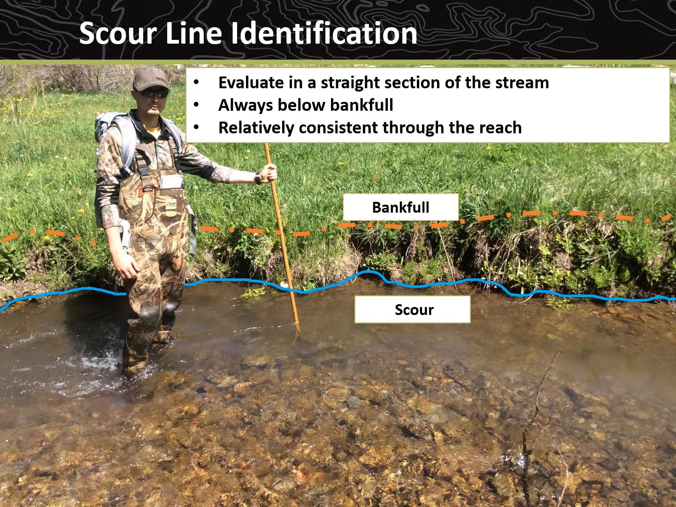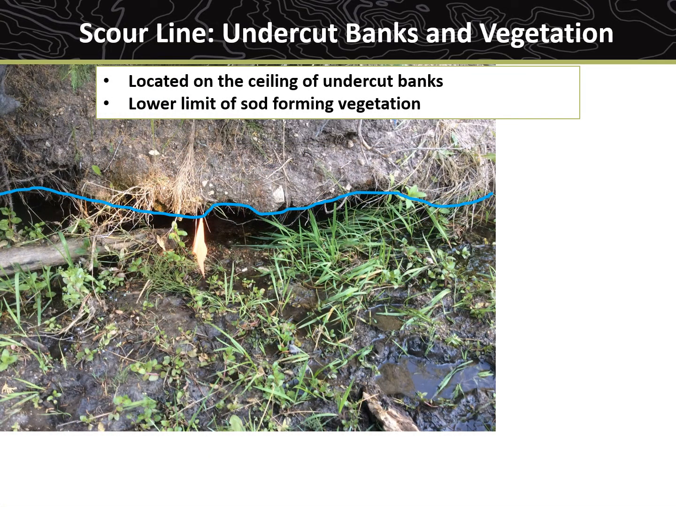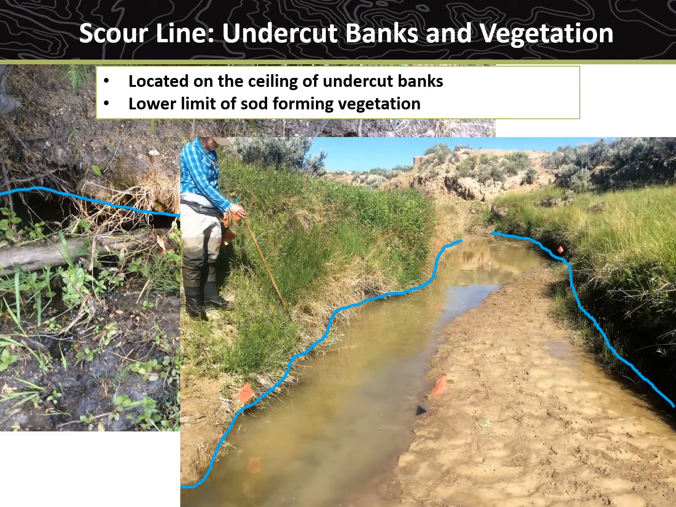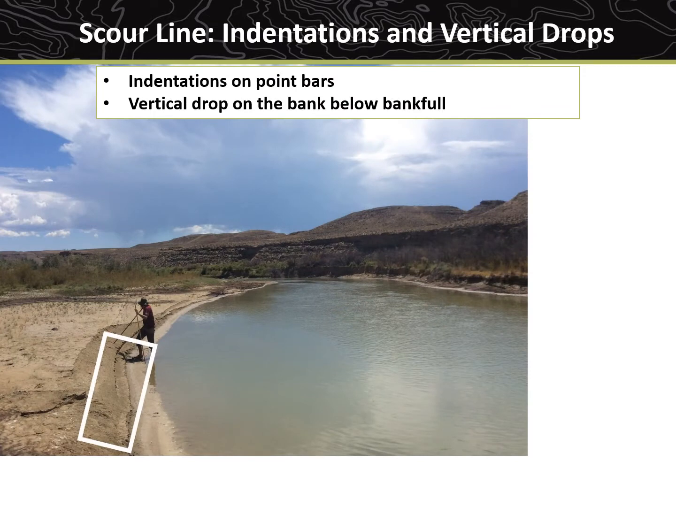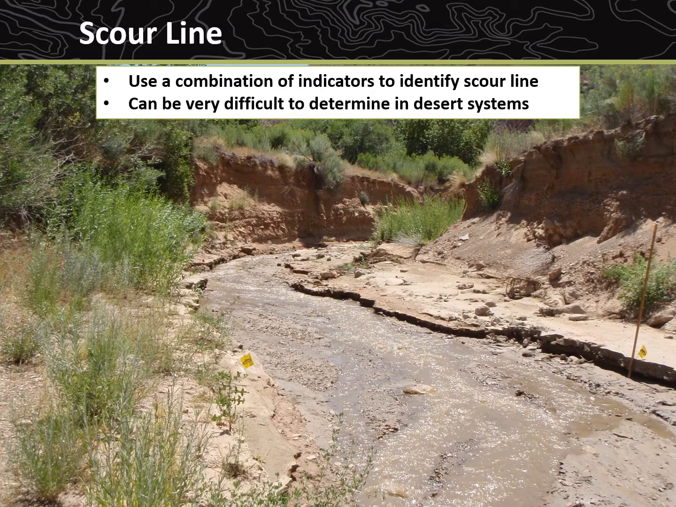Like the bankfull identification process, there are several indicators that are used to identify scour. Scour is often located on the ceiling of undercut banks and at the lower limit of sod-forming vegetation. It can also be identified by indentations on point bars or by a vertical drop on the bank below bankfull. It is important to use a combination of these indicators because scour can be fairly hard to determine even for a seasoned Lotic AIM technician. This is especially true for those working in desert systems.